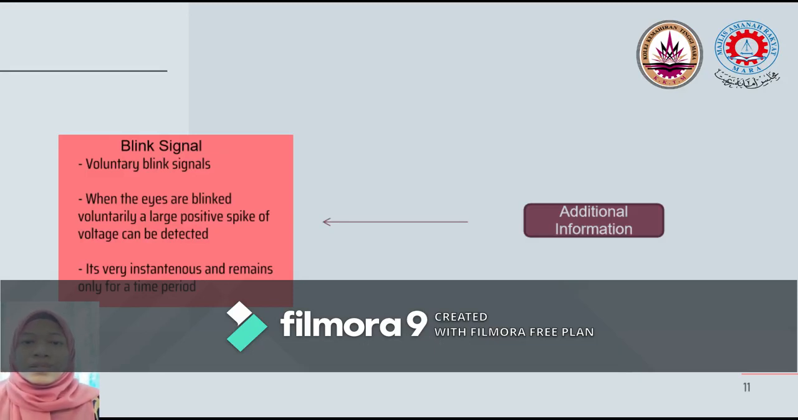Next is involuntary blink signal. Involuntary blink signal, this detected voltage spike is very small compared to voluntary blink and thus can be filtered out.